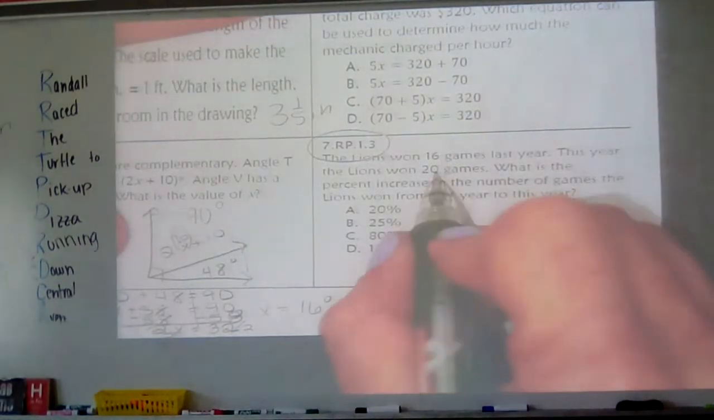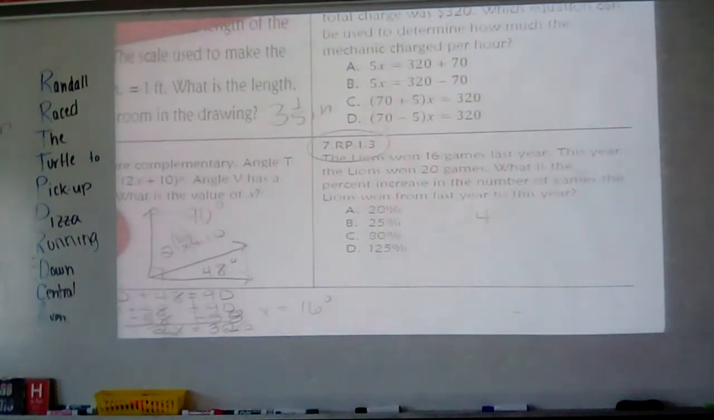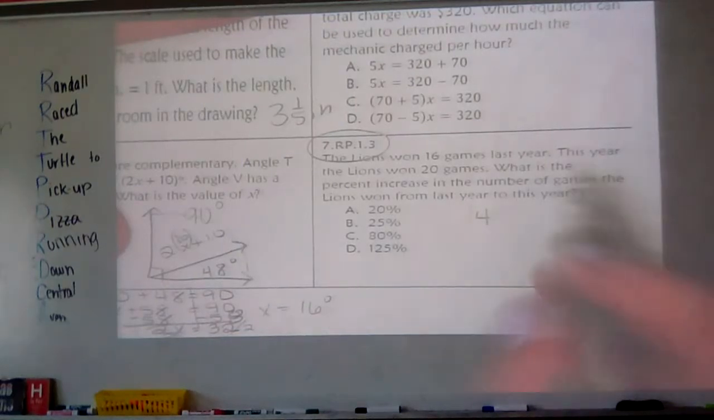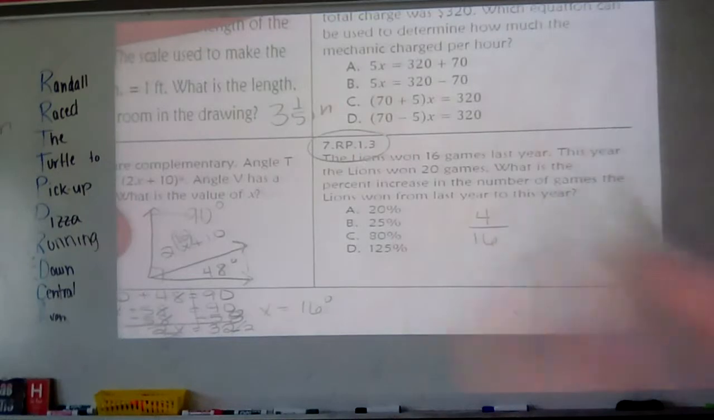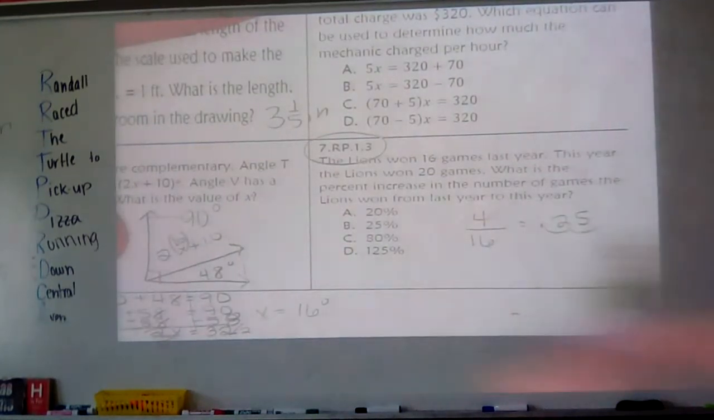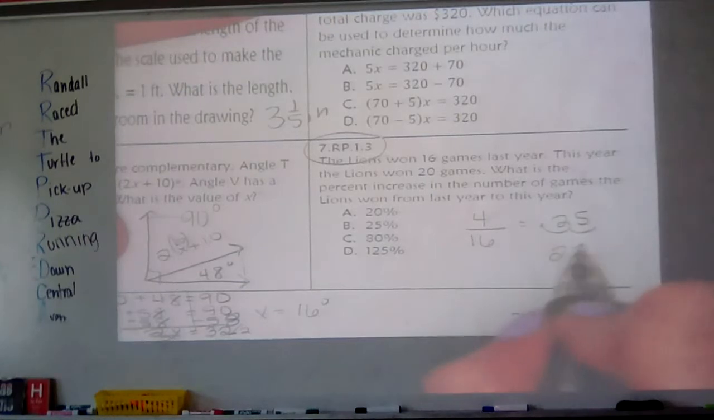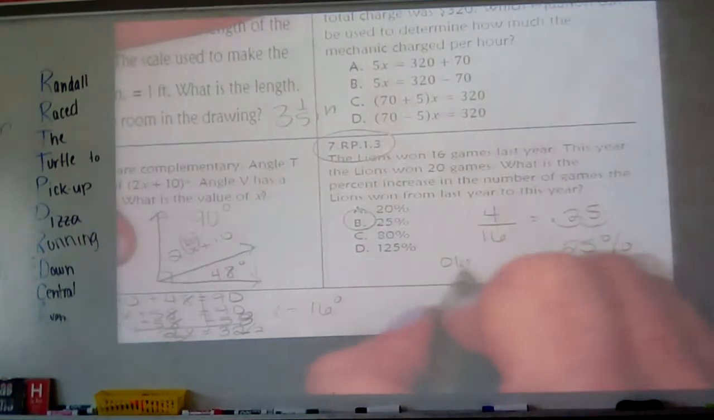So I want to find the amount of change, or take the old and the new and subtract the 2. That's going to give me 4. Last year, originally, they had won 16. So now when I do 4 divided by 16, it's going to give me 0.25. And when I convert to a percent, I multiply by 100 or move my decimal point 2 places to the right, and that leaves me with 25%. So remember, it's the old minus the new over the original.